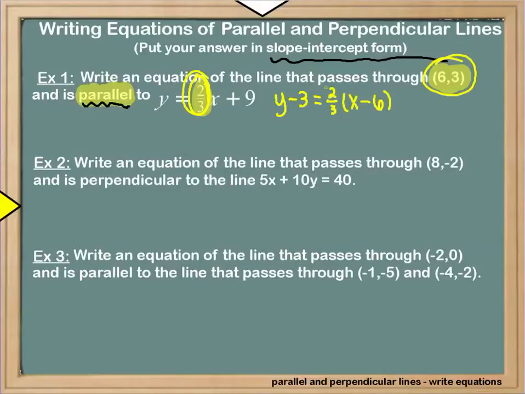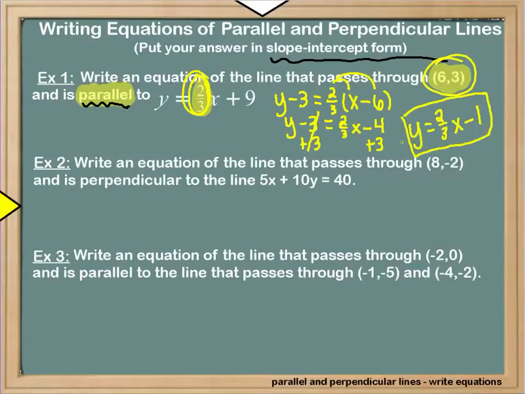Get it in slope-intercept form by getting y by itself. Distribute the 2/3. I get y minus 3 equals 2/3 x minus 2 times 6 is 12, divided by 3 makes 4. Lastly, add 3 to both sides of your equation to get your final solution of y equals 2/3 x minus 1.